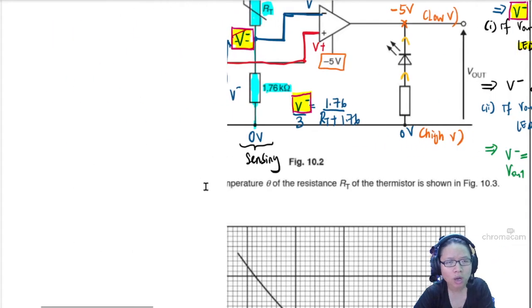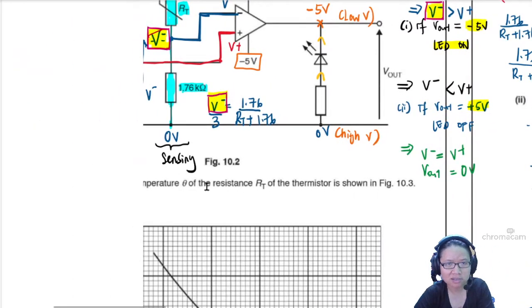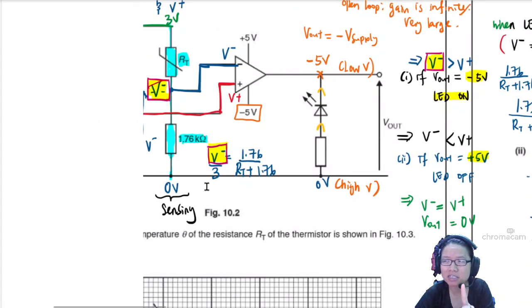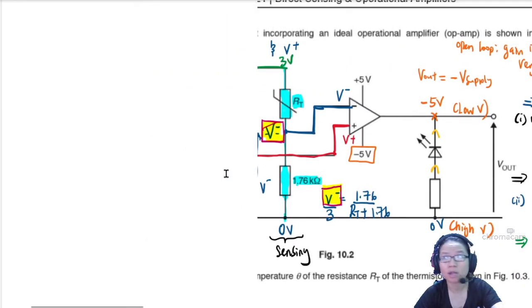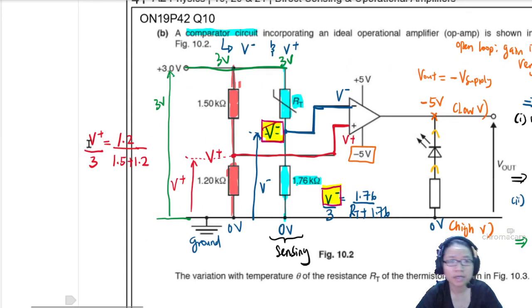Okay. So I don't know if you notice, but V plus matters as well. When I say V plus matters as well, what I mean is this ratio here. This ratio matters.